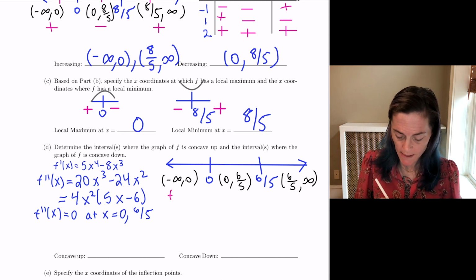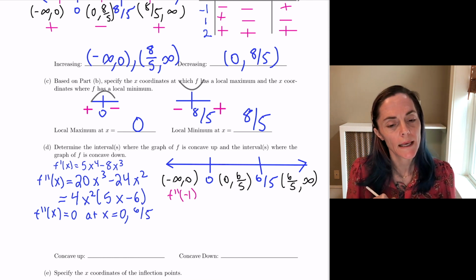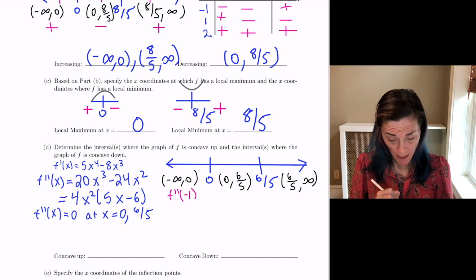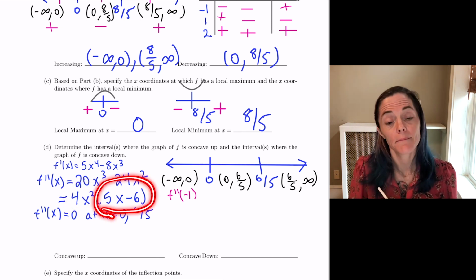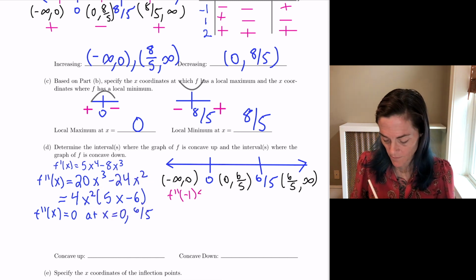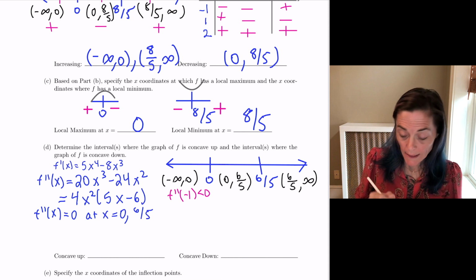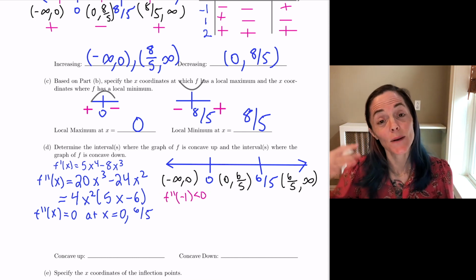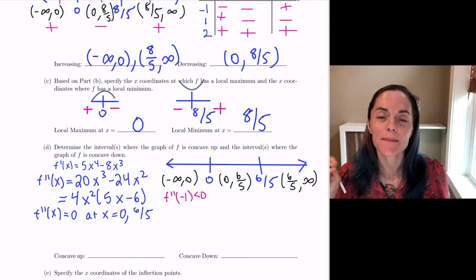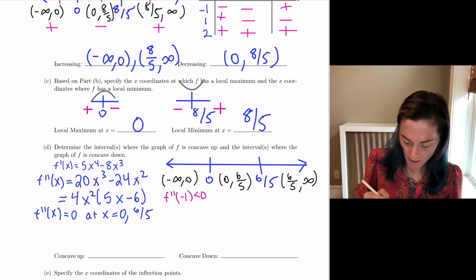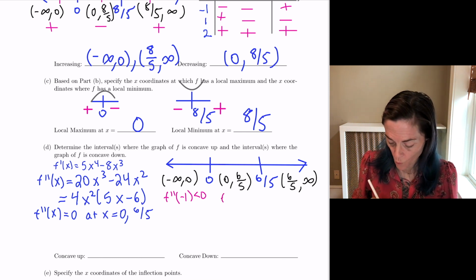So here I can test the second derivative at, say, minus 1. What do I get? Well, you notice this part is positive. And then here, this part at minus 1 would be negative. So this is negative. It should be clear when you're working with these what you are testing. So here you notice I indicate that I am testing the second derivative. Okay, great. Next one, let's test at 1.